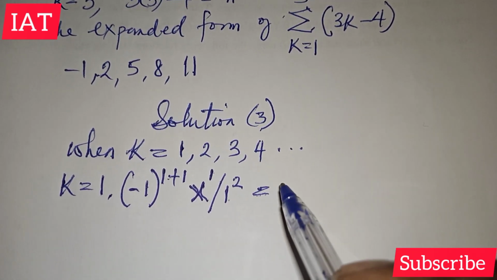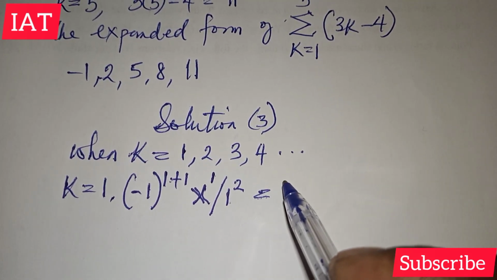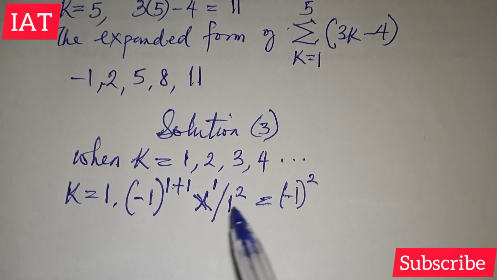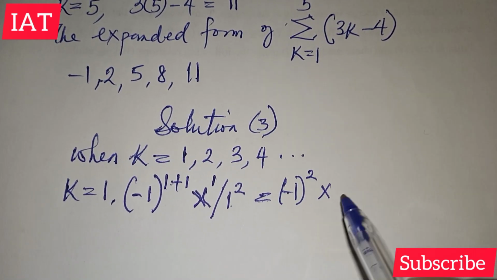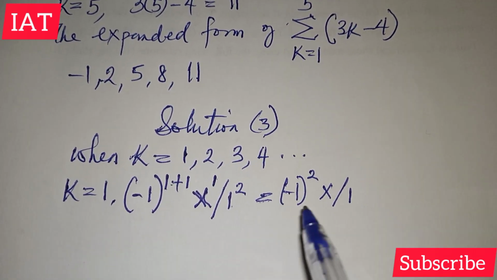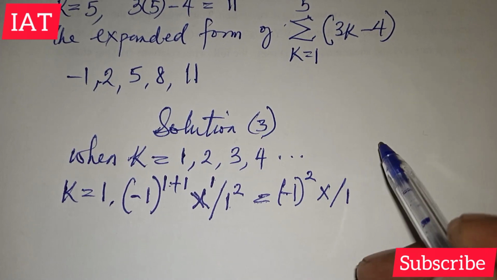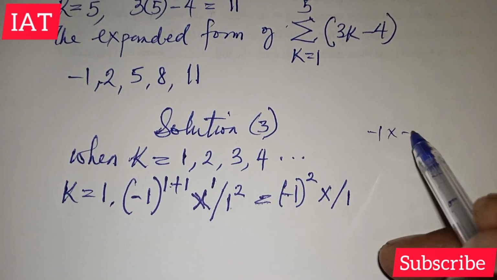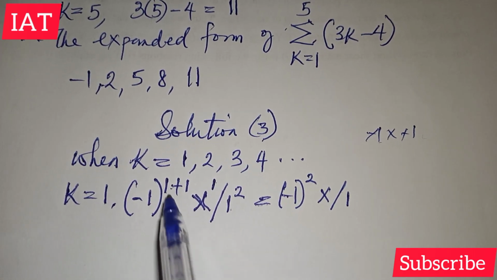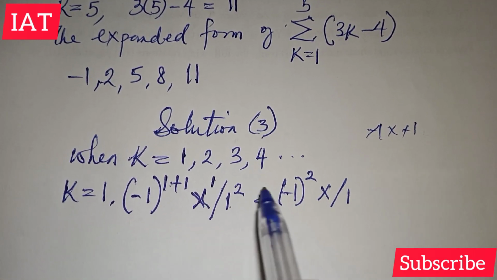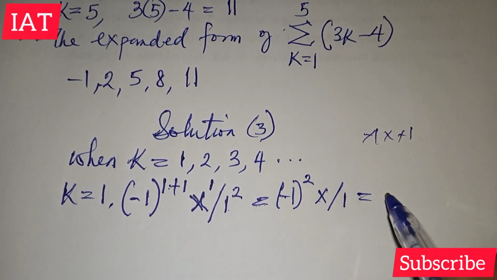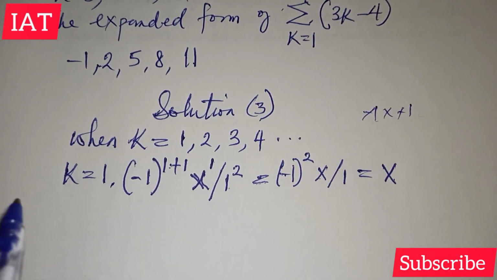Some people may not really get what I'm saying, so let's break it down. We have minus 1 all squared, x to the power of 1 is still x, all over 1 squared, which is 1. So the whole of this will be minus 1 times minus 1, which cancels out, 1 times 1 is 1. So that 1 times x will give us x. X divided by 1 is x. So the first one is x.